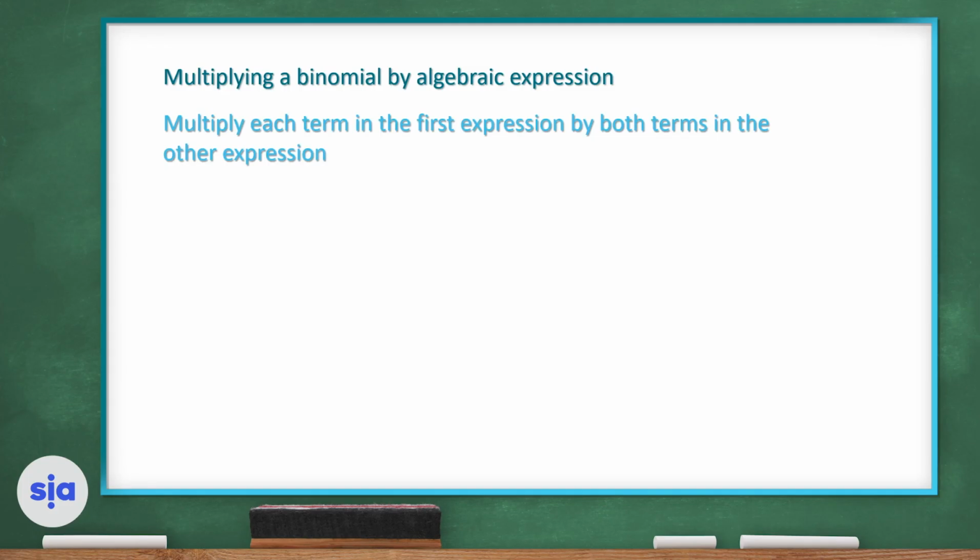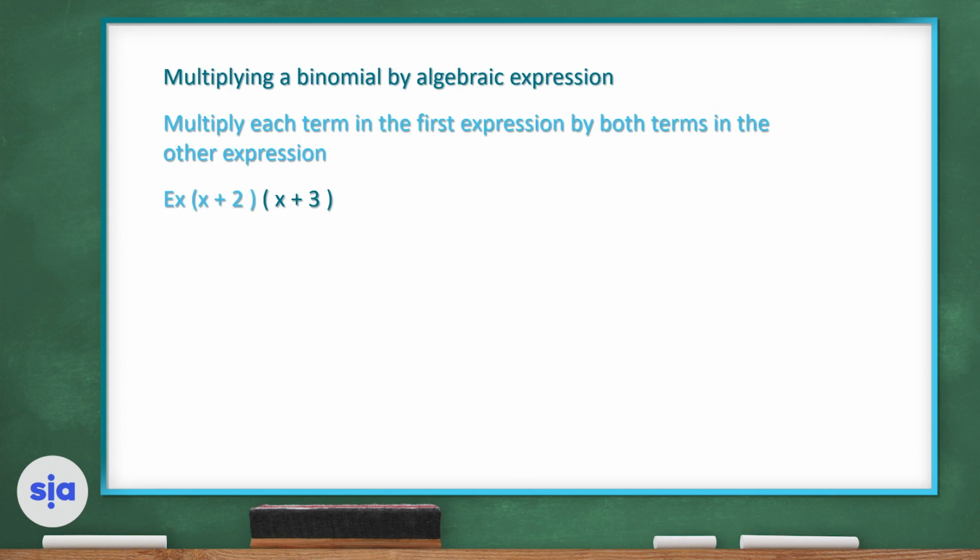In this session, we'll be talking about multiplying a binomial by an algebraic expression. How to multiply a binomial by an algebraic expression? We multiply each term in the first expression by both terms in the other expression. Let's see an example for this.